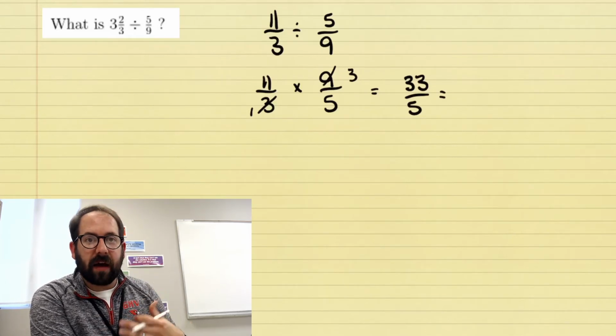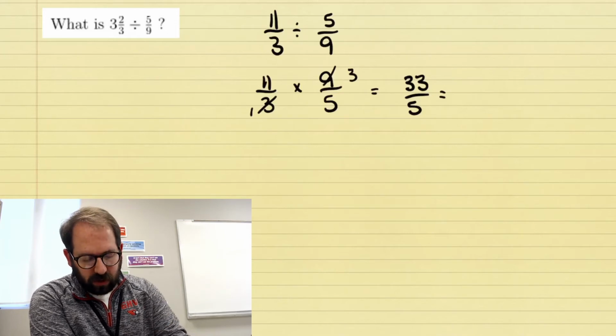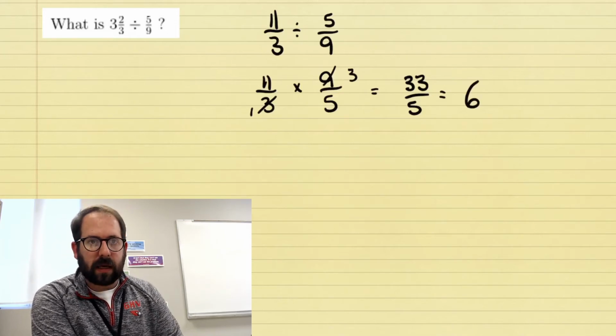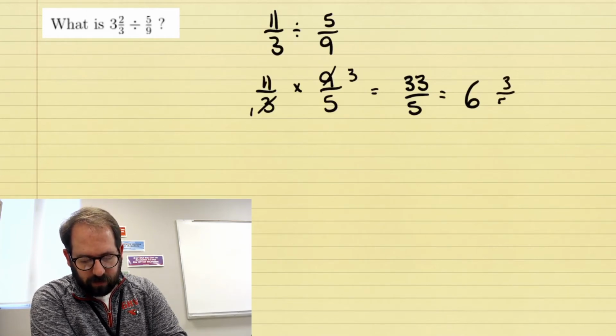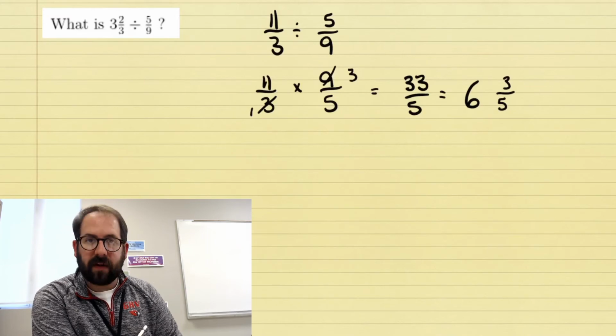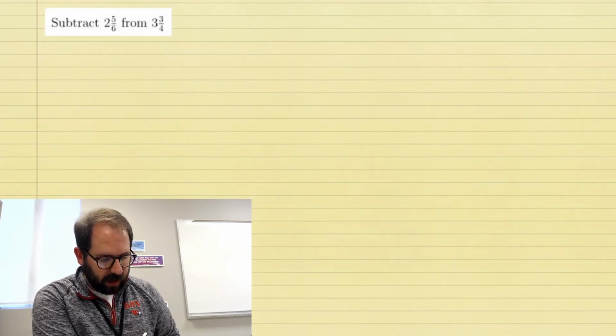So how many times can 5 go into 33 without going over? It can go in there 6 times. That would make it up to 30. 5 can go into 33 6 times, and I would have 3 left over if I subtracted 5 out 6 times. So there you go. Let's go to our next problem.